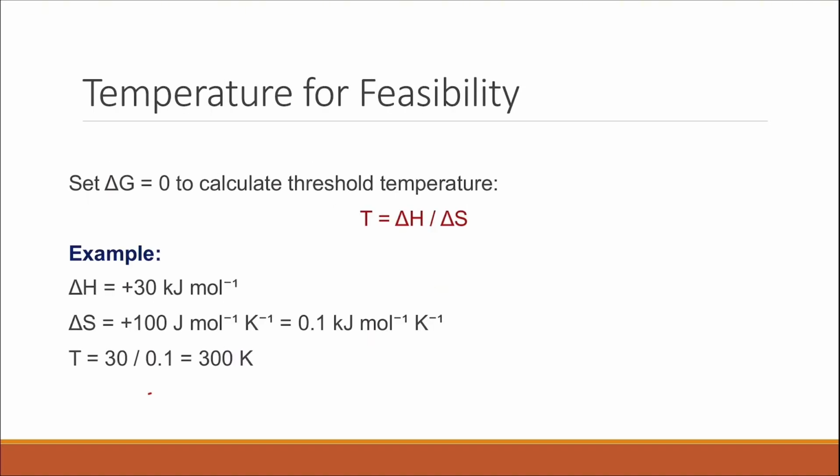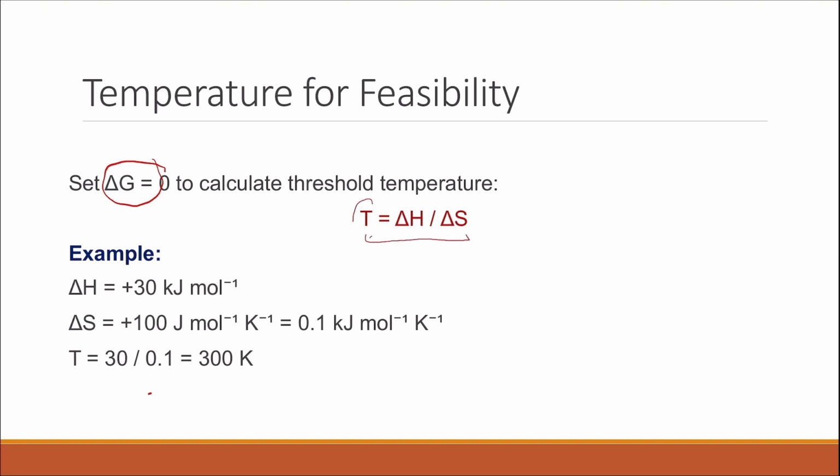So how can we determine or calculate the temperature for feasibility? We can calculate the temperature at which a certain reaction becomes feasible if we know the enthalpy change and the entropy change for that particular reaction. In this case, we're going to use the Gibbs free energy equation, but we're going to set the delta G to zero. This is the threshold, the minimum value of delta G where the reaction becomes just feasible, or the reaction can actually occur. And then when we have delta G equals zero, we're going to rearrange our equation.